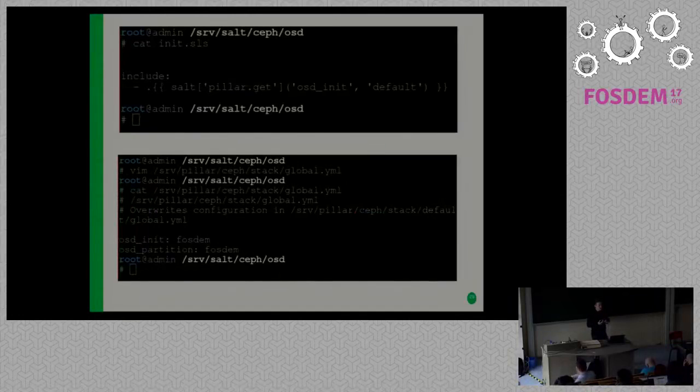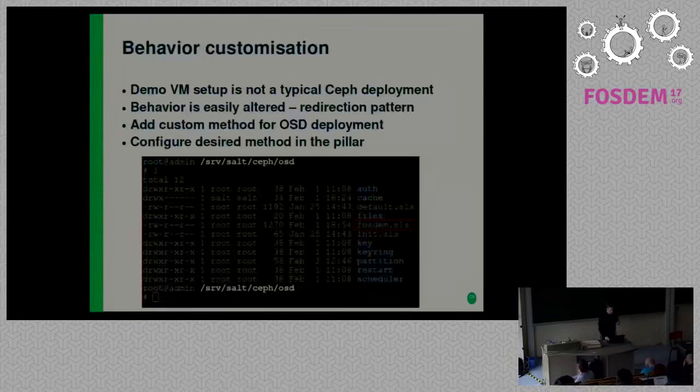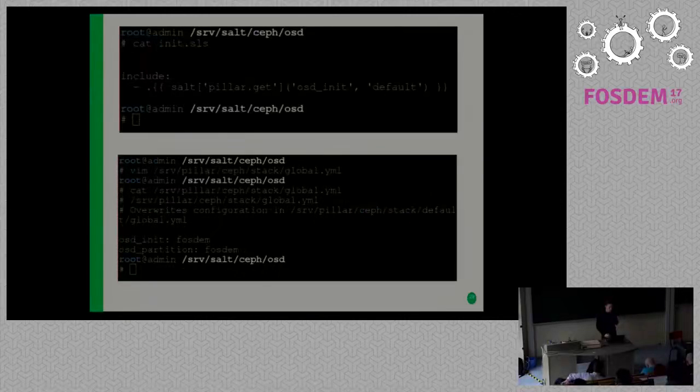So it's up here again. Oh yeah, and you might notice on this slide there is an init.sls and a default.sls. Those are the files that DeepSea comes with. And I just added something there. So now we have to put a key value pair in the pillar, which defines OSD init to FOSDEM. So DeepSea will use my FOSDEM.SLS.